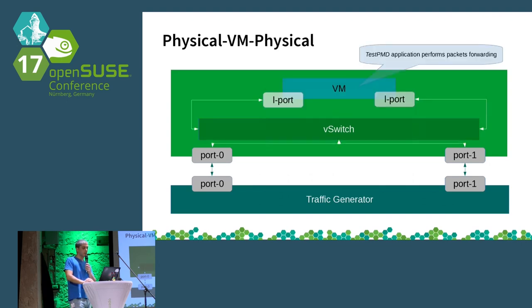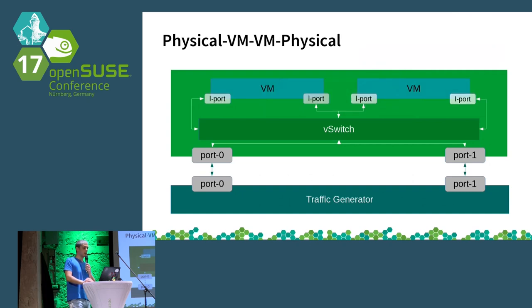Then you have the physical to VM to physical. So what happens when my frame is hitting the vSwitch and the vSwitch takes the decision to send the frame to a specific VM? And when this VM then routes the packet out to the vSwitch, which then sends it to the network.